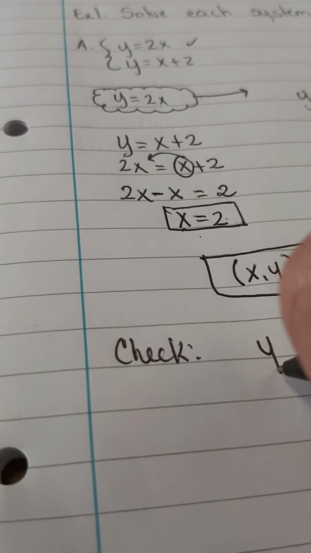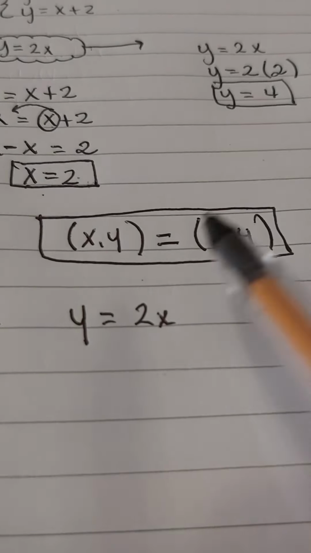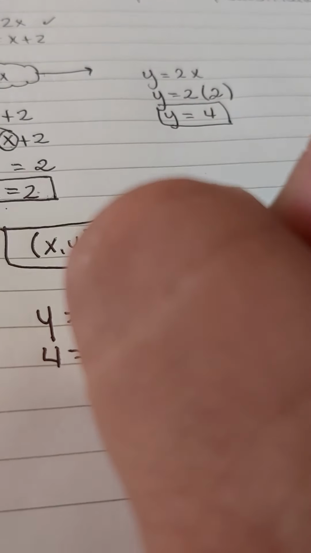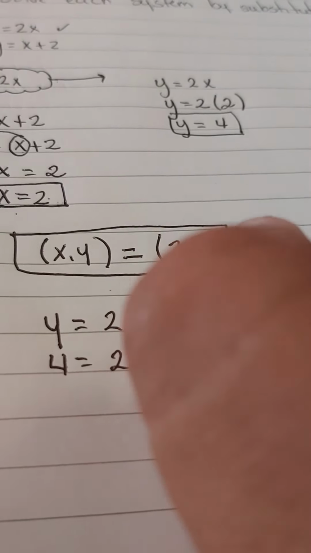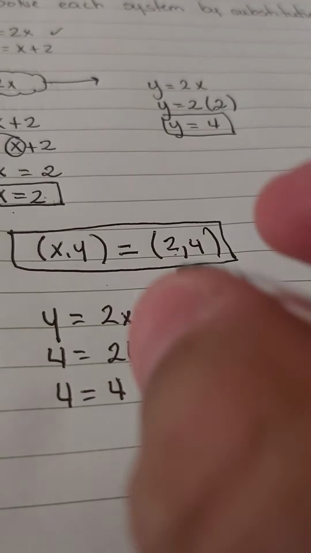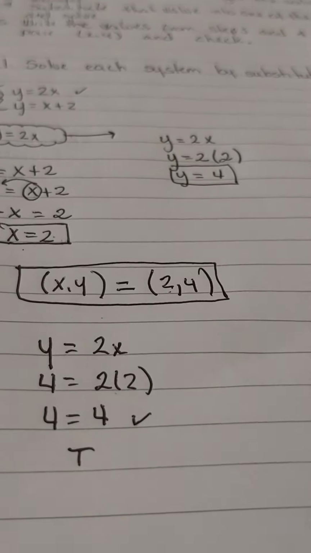So the first equation says y equals 2x. Let's substitute. What is the value of y? Y equals 4, right? 4 equals 2 times x. X equals 2. 4 equals 2 times 2, 4. 4 is equal to 4? True. So that means that the first equation is correct.